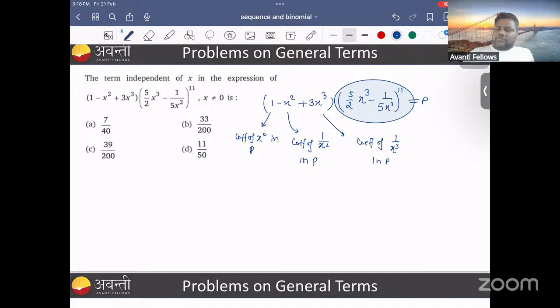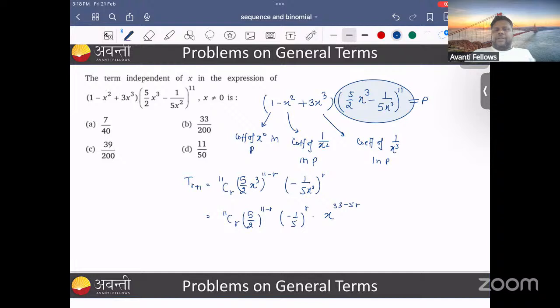Now, the general term T(r+1) is 11Cr (5/(2x^3))^(11-r) (-1/(5x^2))^r. So that is 11Cr (5/2)^(11-r) (-1/5)^r multiplied by x^(33-5r). Yes or no? 33 minus 5r.